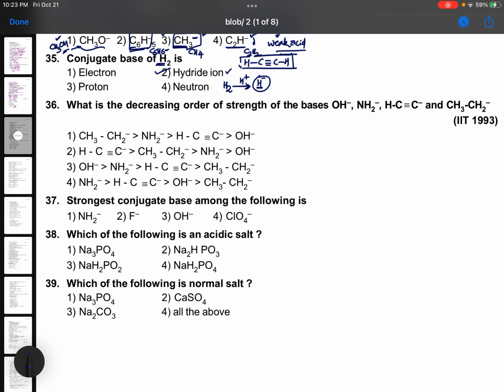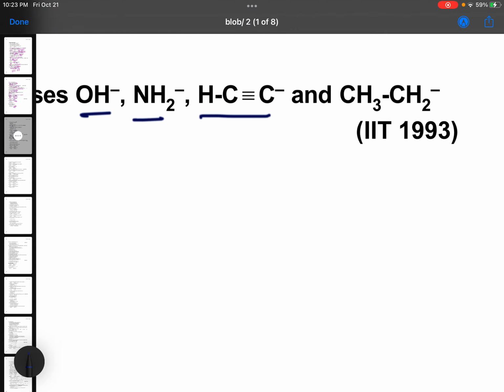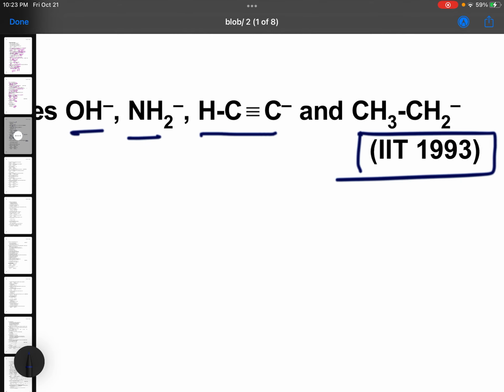OH minus, NH2 minus, CH triple bond C minus, CH3CH2 minus. Okay, this is a previous IIT question. These kinds of questions are very common. Don't think that since it came in 1993, it won't come in 2023 also. Very, very strong question. Just see where it has come from.